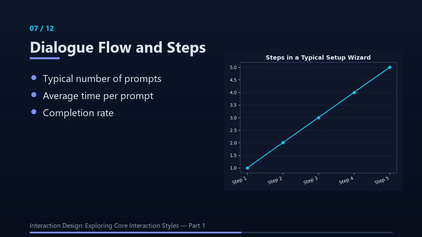The line graph illustrates how the number of steps accumulates as the user progresses through the dialogue. While each individual question is simple, the total time can add up, especially if the user must pause to locate information. Completion rates tend to drop when wizards exceed 7 steps, so designers aim to keep the dialogue concise. Nevertheless, for tasks that require precise configuration, like setting up encryption keys, this stepwise approach ensures that no critical detail is missed.